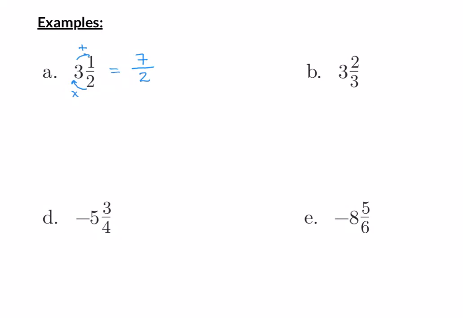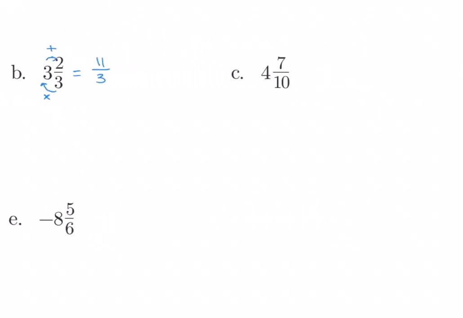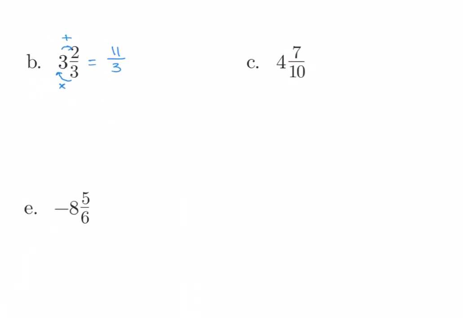Let's try a couple more examples. Example B. Starting on the bottom, we're going to multiply 3 times 3. We get 9. Add 2 onto 9. We get 11. Keep the denominator the same, so it's going to be 11 over 3. Let's try one more basic one. Let's try example C. Starting on the bottom, 10 times 4 is 40, plus 7 is 47, over, keep the denominator, we get 47 over 10.